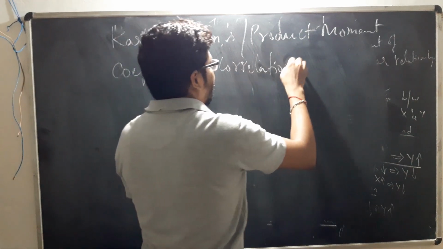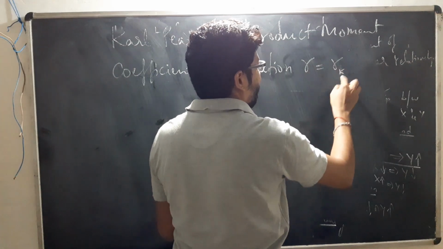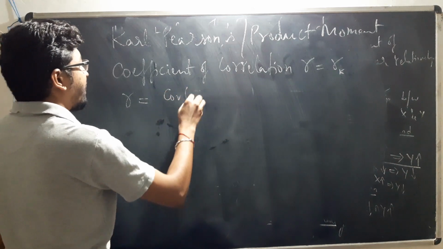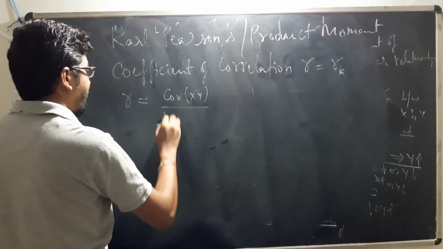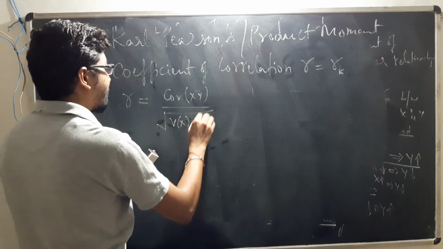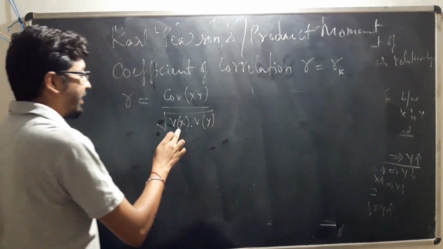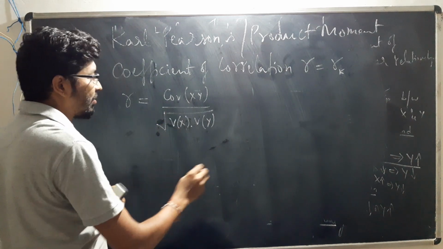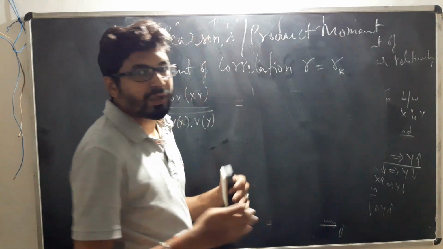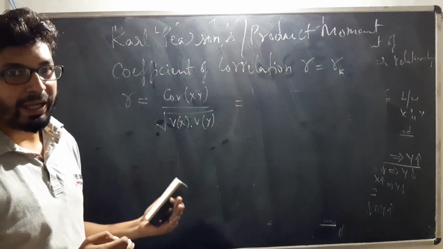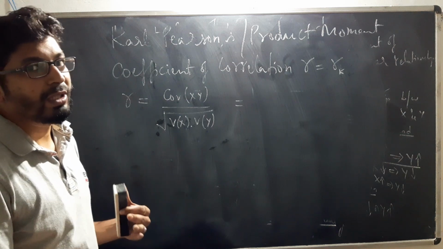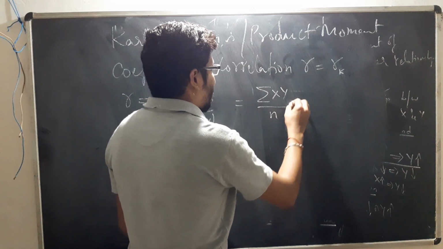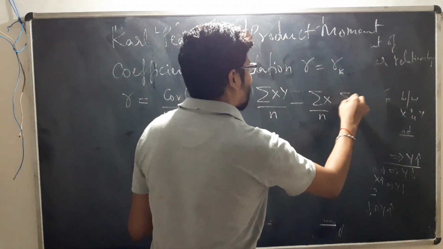This is indicated by r, or sometimes by r_k, k for Karl Pearson correlation, and the basic definition of Karl Pearson correlation is the ratio of covariance to the square root of the product of variances. So you have two variables here. Compute the variance for both variables x and y, and we have what is called covariance. Covariance is defined as the mutual variance: how the variance in x changes with respect to change in the other variable, and that is captured by the formula sigma xy by n minus sigma x by n into sigma y by n.